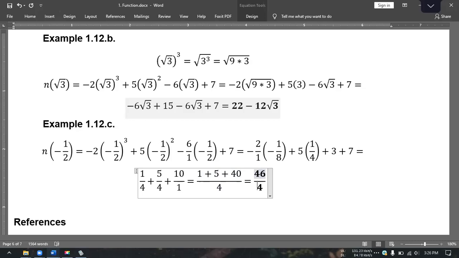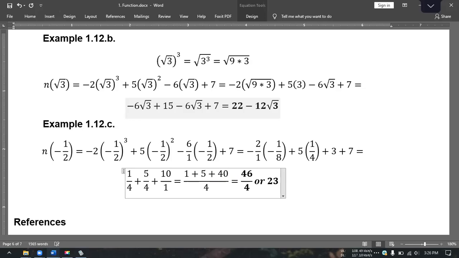So our solution, can we further simplify this one? Yes. What is the lowest term? 23 over 2. So this is the final answer. Yes, 23 over 2.